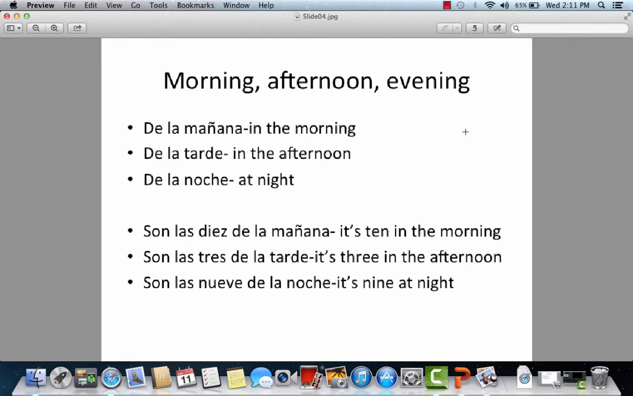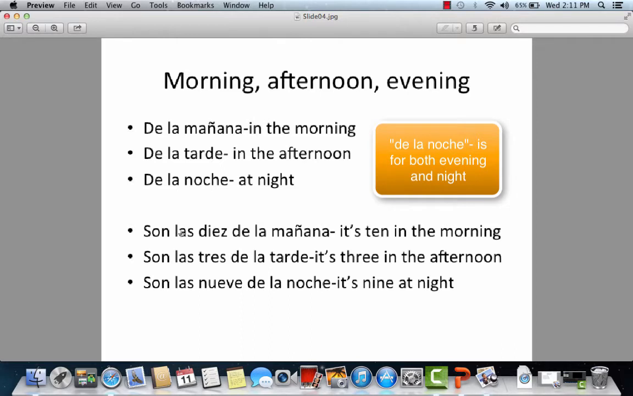All right, students, so to be more specific in your time, you can always add the words in the morning, in the afternoon, or at night. And this is how you say it in Spanish. De la mañana. De la tarde. De la noche. Son las 10 de la mañana. Son las 3 de la tarde. Son las 9 de la noche. And that's how you make your time more specific.